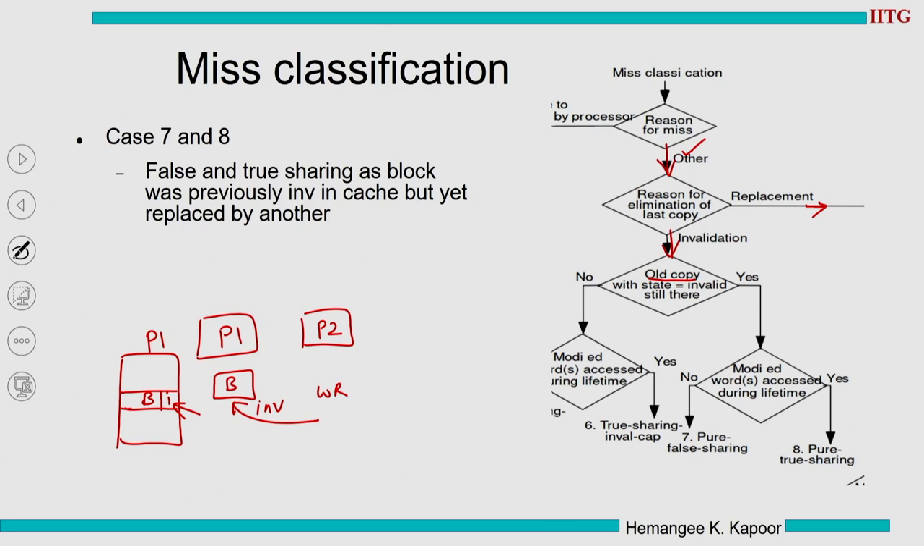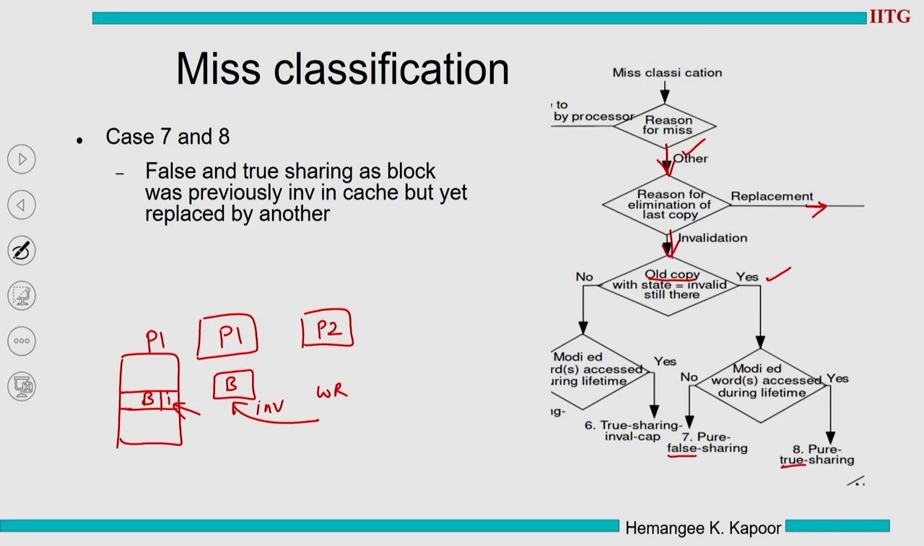If the stale data of B is still there in P1, it is not valid, but it's still there, then we'll take this path. Okay, old copy with state invalid is still there. If it is still there, then we'll check whether the modified words accessed during the lifetime are used by P1. That is, the words which P2 changed, were they used by P1 or not? So accordingly, it will be either a false miss or a true miss.